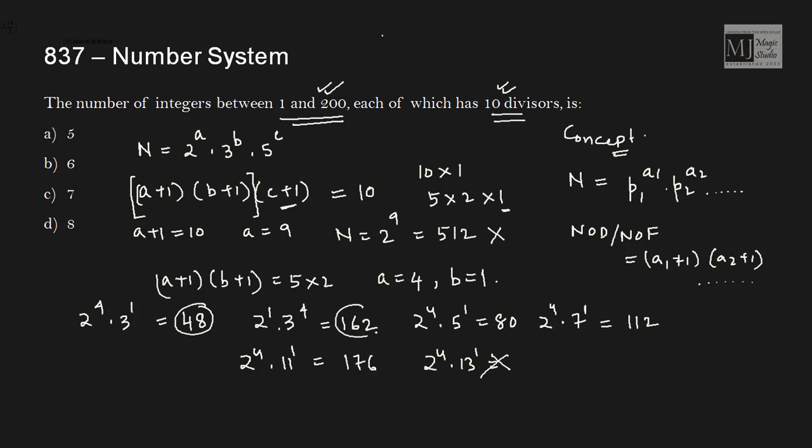So we have 1, 2, 3, 4, 5. Five such numbers are there between 1 to 200, each of which has 10 divisors. You can check (4 plus 1) into (1 plus 1), (1 plus 1) into (4 plus 1). Similarly, every such number will have 10 divisors. Answer is 5.